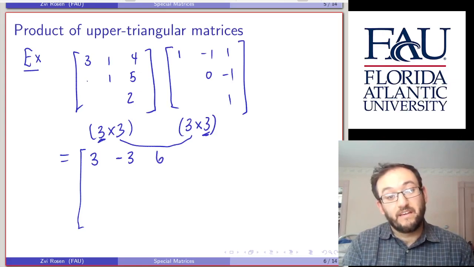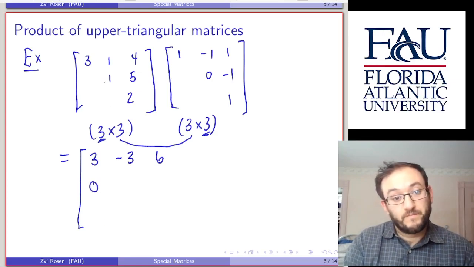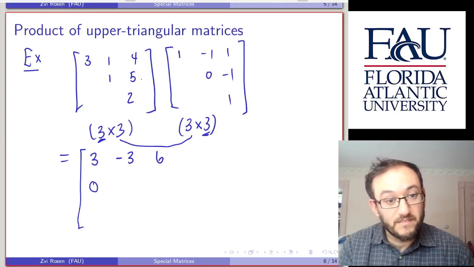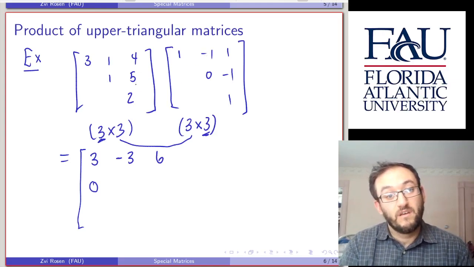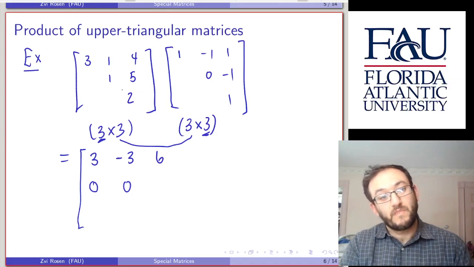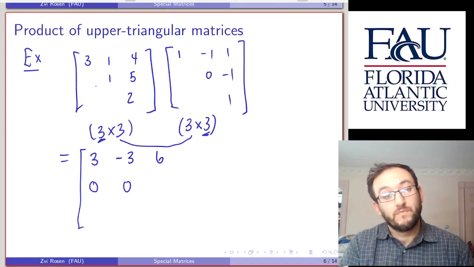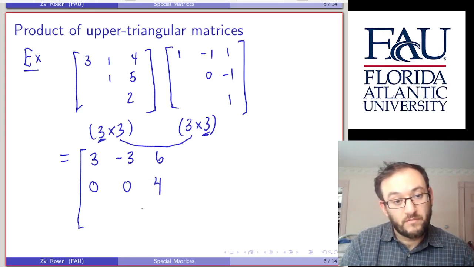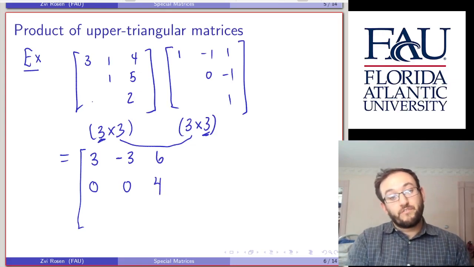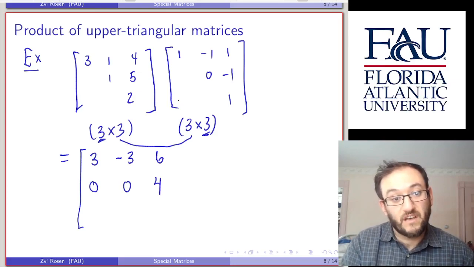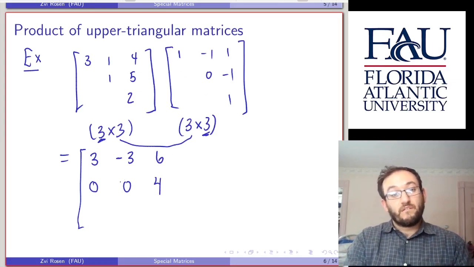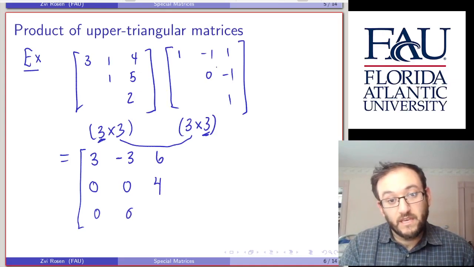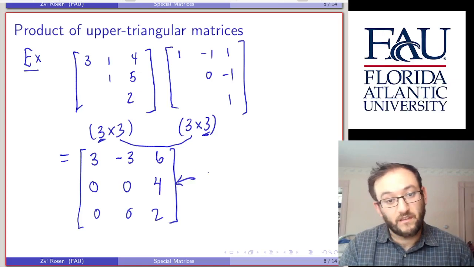Okay, then the next entry, we have 0 times 1 plus 1 times 0 plus 5 times 0, so that's 0. Then for second row, second column, we get 0 times minus 1 plus 1 times 0 plus 5 times 0 is 0 again. And 0 times 1 plus minus 1 plus 5 is 4. And for the third row dot the first column is 0, third row dot the second column is 0, and the third row dot the third column is 2. And so we'll note this is also upper triangular.